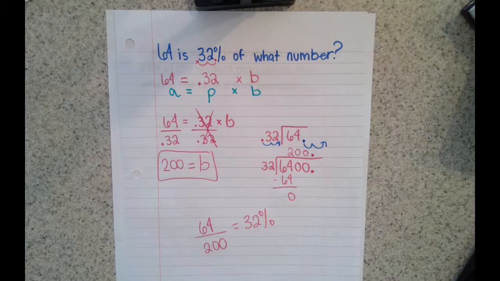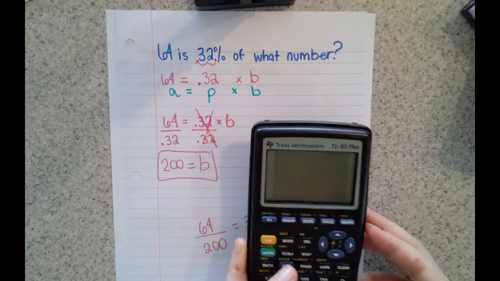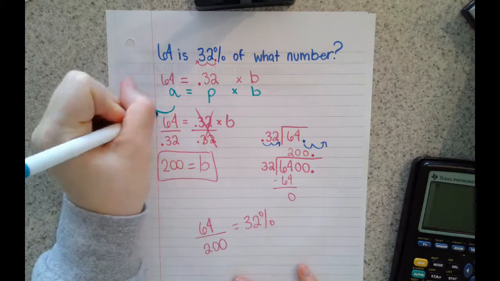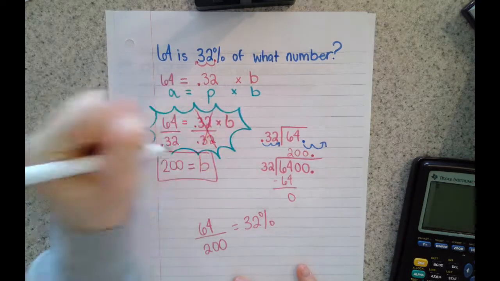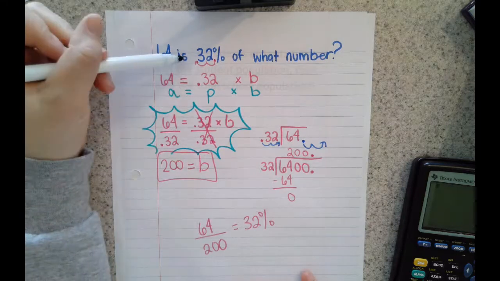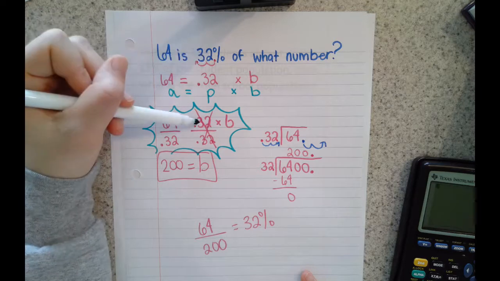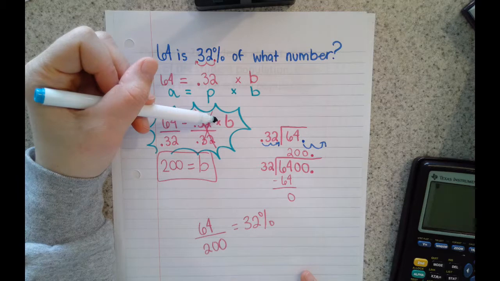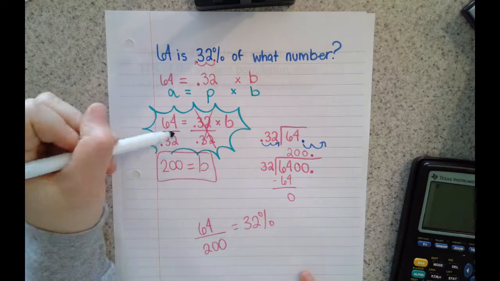Okay. Now again today, I'm going to allow you guys to use a calculator to help you out with some of this division work. However, I do need to see this translation work here. I want to see you translate "is" into equals. I want to see you rewrite 32% as 0.32. I want to see you translate "of" into times. Okay. And I also do want to see your solving work.